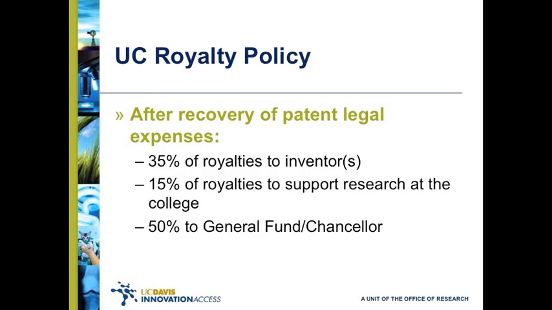The University of California has a system-wide patent policy for distribution of revenue obtained from licenses. After recovery of patent legal expenses and other non-reimbursed expenses to the university, 35% of the net revenue is distributed to the inventors. 15% is provided to support research at the college, and the remaining 50% goes to the Chancellor's General Fund to help support education and research at the campus.